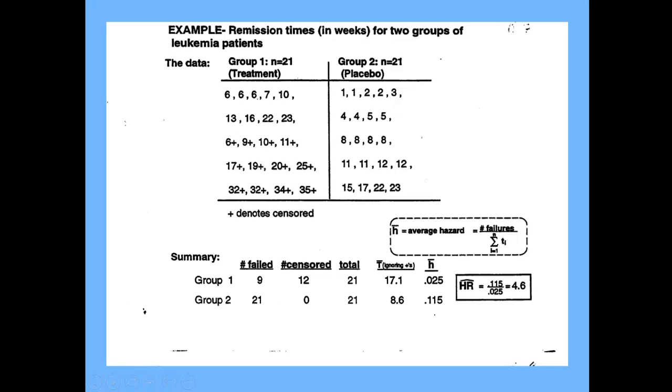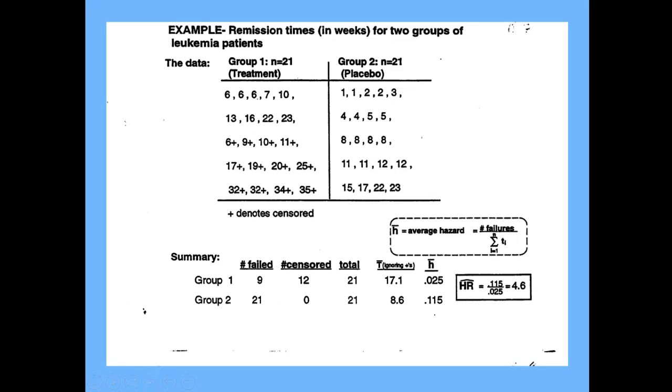How do you get the person time for group 1? Well, you add up all these numbers. This person was 6 plus, but we know that person contributed 6. We don't know what they contributed afterwards. We know it was at least 6, so that's the information we have. So if we add up all the numbers for group 1, we get the person time for group 1. We add up all the numbers for group 2, we get the person time for group 2.